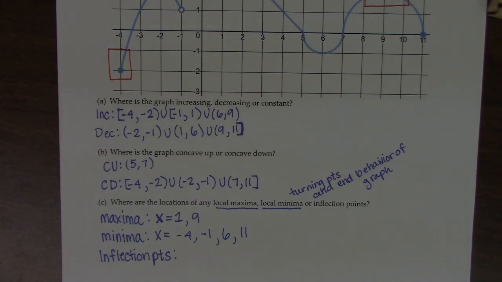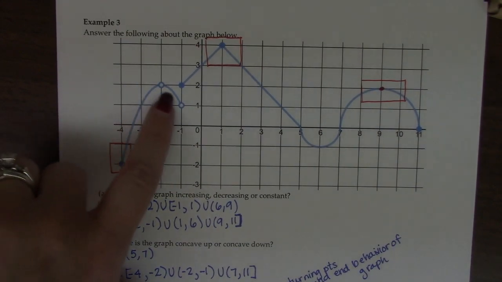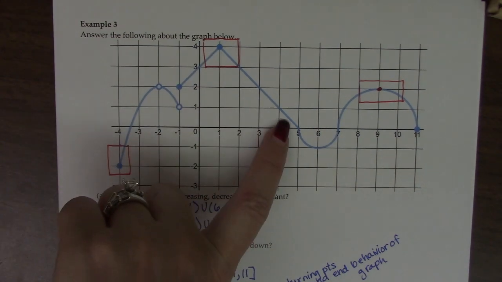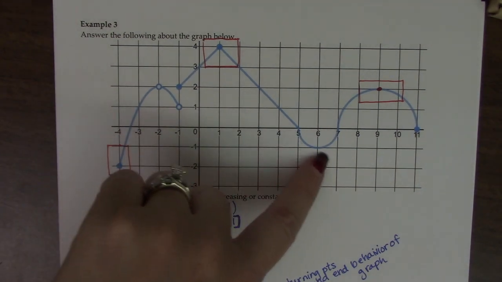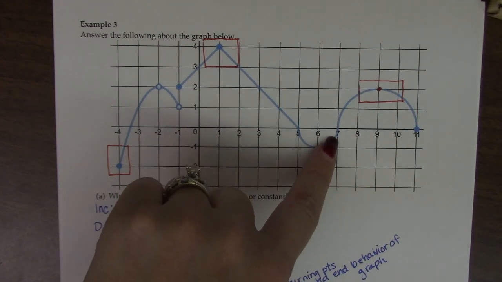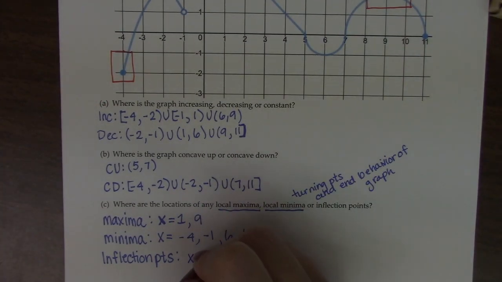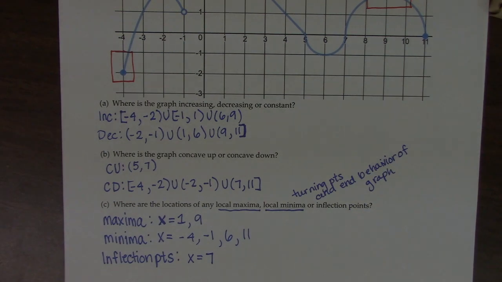Then we have to find our inflection points. The inflection points occur wherever we have a change in concavity. If we look back at our graph, we can see here that the graph is concave down. There's no concavity here. The graph is concave up and then becomes concave down. So this is the only inflection point on the graph. And so we would say we have an inflection point at x equals 7.